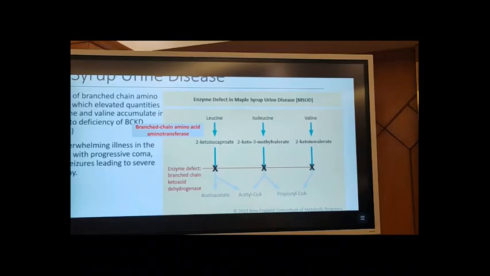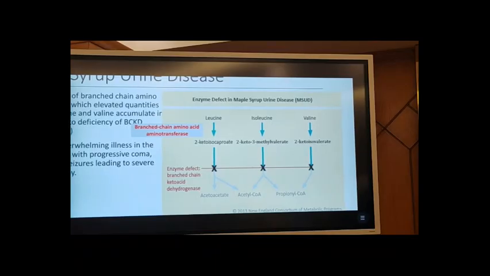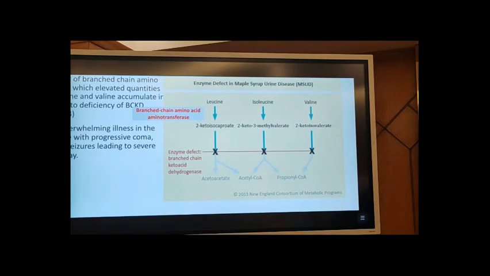But then these keto acids are converted to acetoacetate and acetyl-CoA in order to enter the Krebs cycle. Okay. And this is catalyzed by the branched chain keto acid dehydrogenase. So the defect is in the branched chain keto acid dehydrogenase.